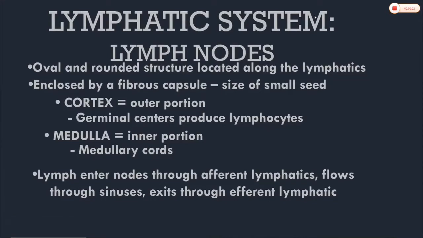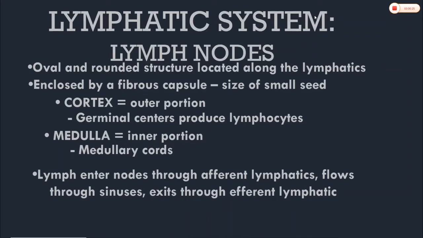Continuation of lymphatic system parts. So lymph nodes are kidney-shaped, small, encapsulated bodies located along the course of lymph vessels. They are oval and rounded structures located along the lymphatics, enclosed by a fibrous capsule, and the size of small seeds. They consist of cortex and medulla.